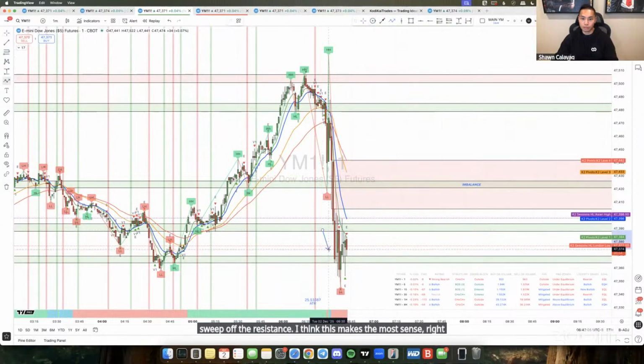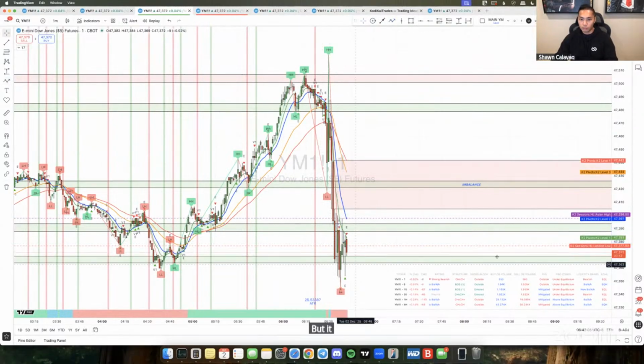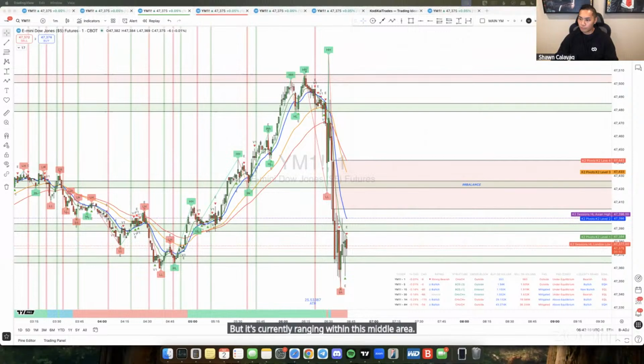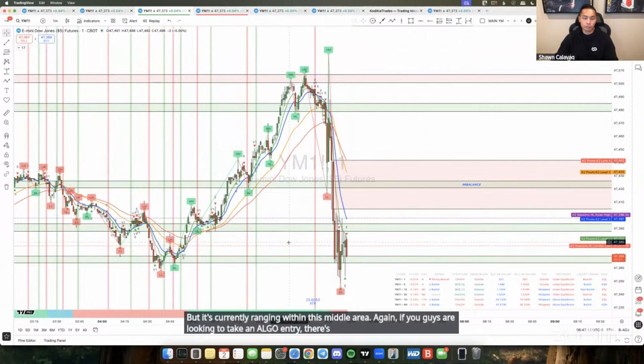Break and retest right there. But it's currently ranging within this middle area. Again, if you guys are looking to take an algo entry, there's going to be one coming up in a few minutes. If you guys want to look at the algo entries, it's posted on the Discord.